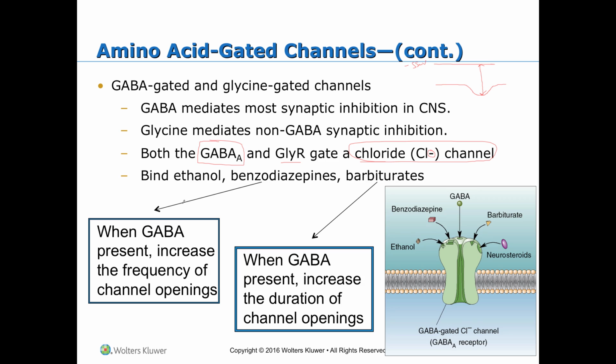Now, the GABA A receptor also binds other compounds like ethanol, benzodiazepines, and barbiturates, and this is why mixing alcohol and particular drugs or depressants are really, really dangerous. So when GABA is present and benzodiazepines are present, this increases the frequency of channel openings, allowing for more and more chloride to flow through. Now, when barbiturates are present along with GABA, this increases the duration of the channel openings, meaning that the GABA channel will remain open for longer periods of time, allowing for more and more chloride to flow through.